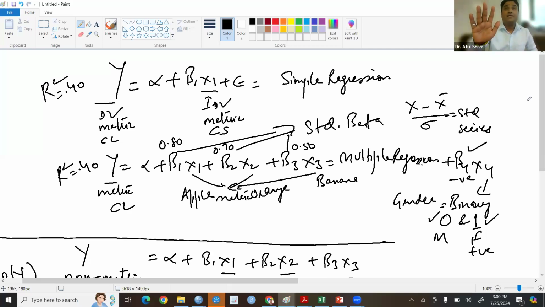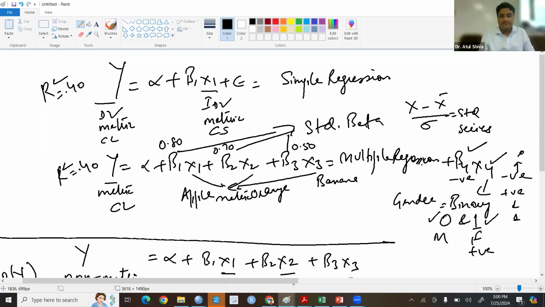You can apply binary data also, like gender. So gender can be included provided it is binary. If the beta is minus, it means the 0 category, and plus means the 1 category, where 0 can be male and 1 can be female. So if beta is minus, males are more robust, or if beta is positive, females are more inclined towards customer loyalty. So in binary, you can only compare the two categories.